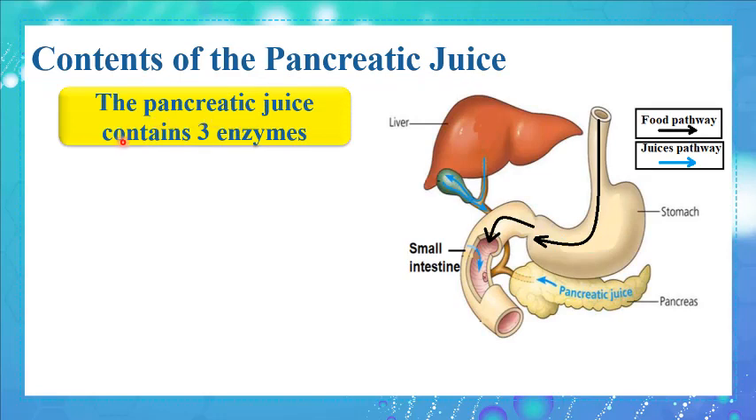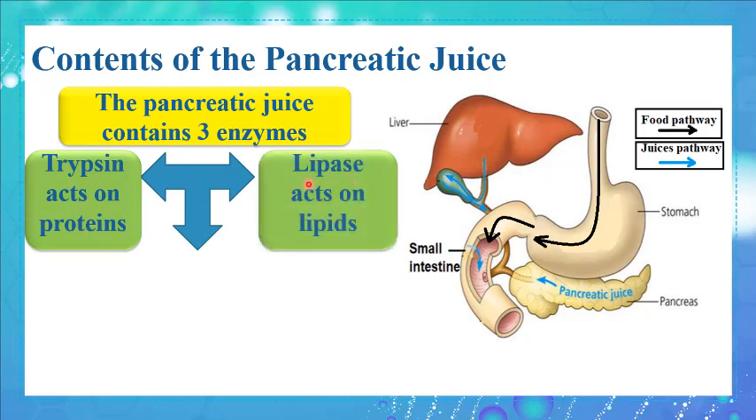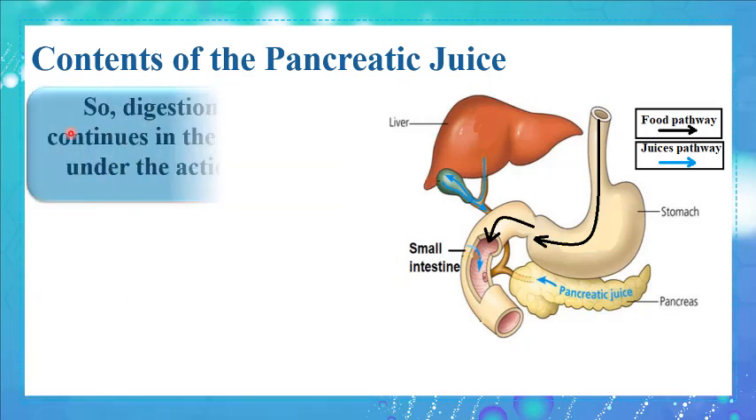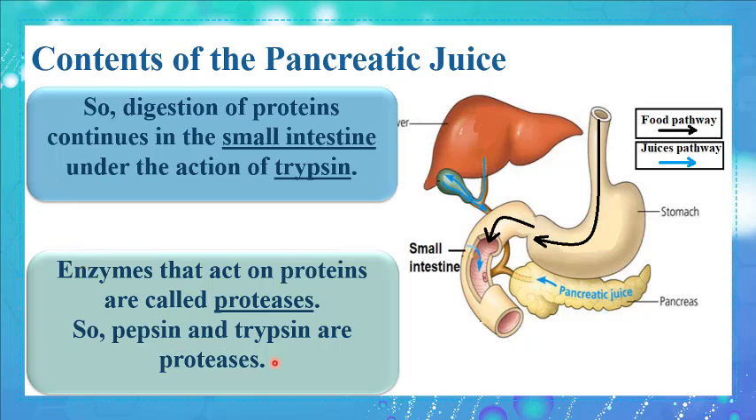The pancreatic juice contains 3 enzymes: trypsin that acts on proteins, lipase that acts on lipids, and amylase that acts on starch. So digestion of proteins continues in the small intestine under the action of trypsin. Enzymes that act on proteins are called proteases. So both pepsin and trypsin are proteases.